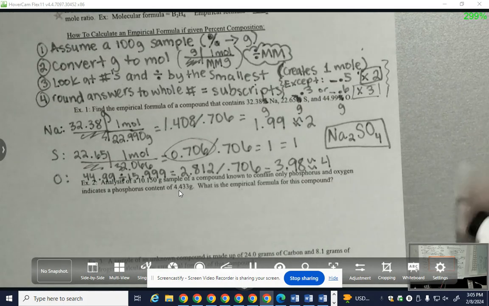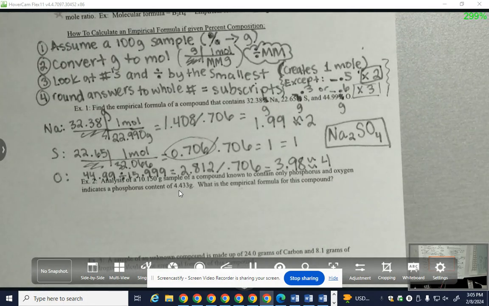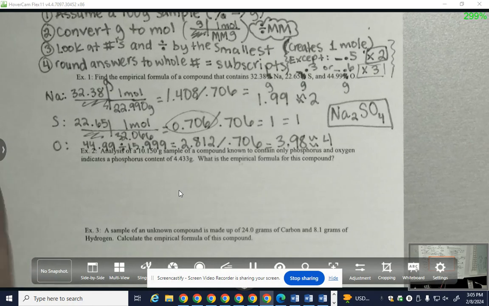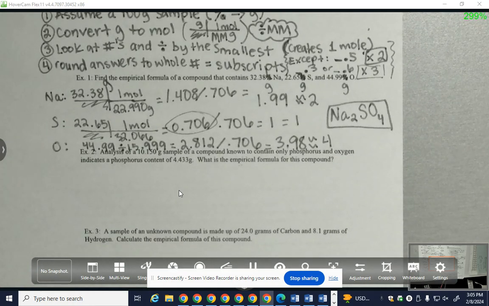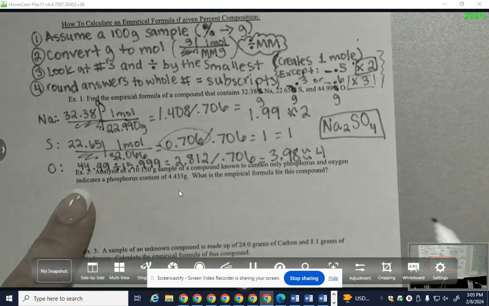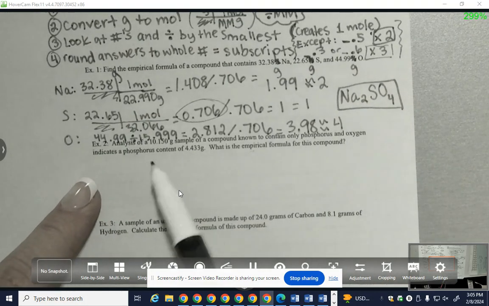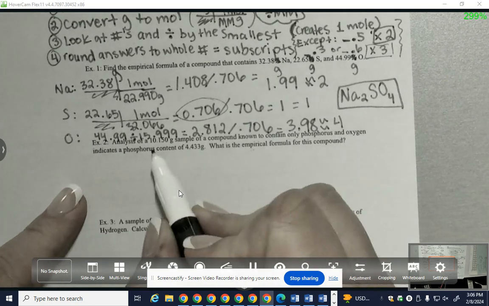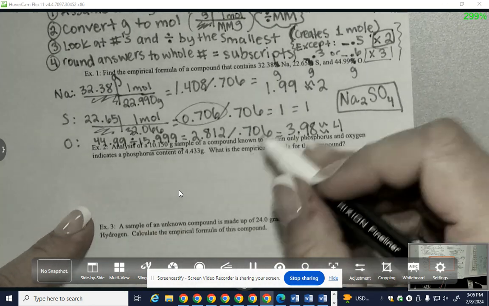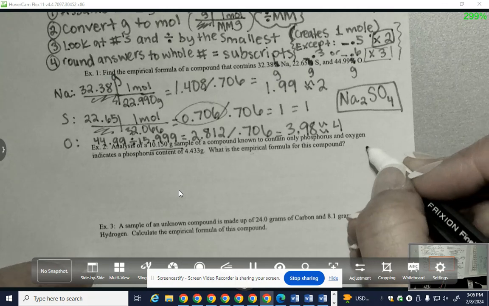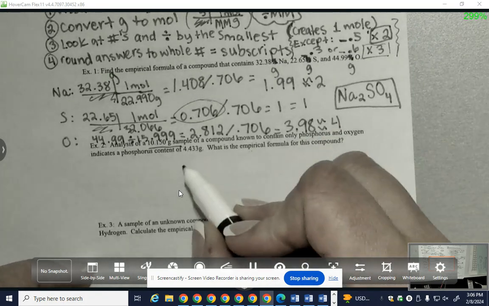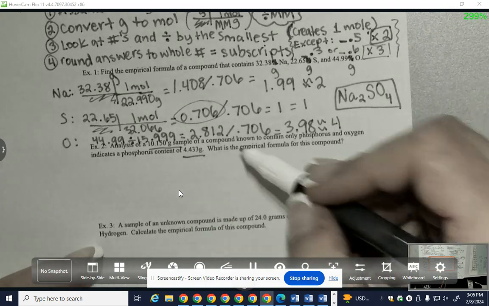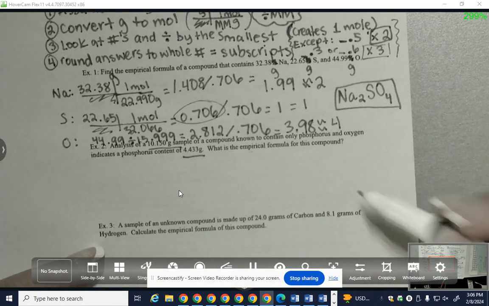All right, so example 2. Just because this one actually has one of the examples of where you're going to end in a 0.5, right? So example 2, just running through it slightly faster. So analysis of this sample, okay, of a compound known to contain only phosphorus and oxygen indicates a phosphorus content of 4.433 grams. What is the empirical formula for this compound?